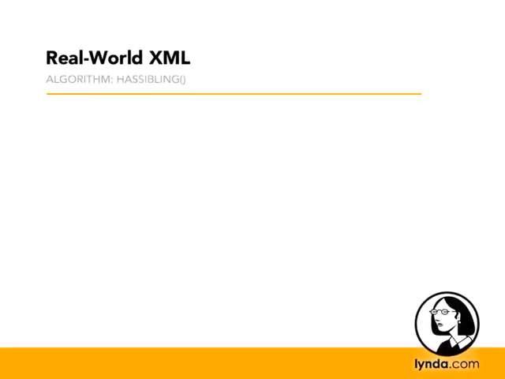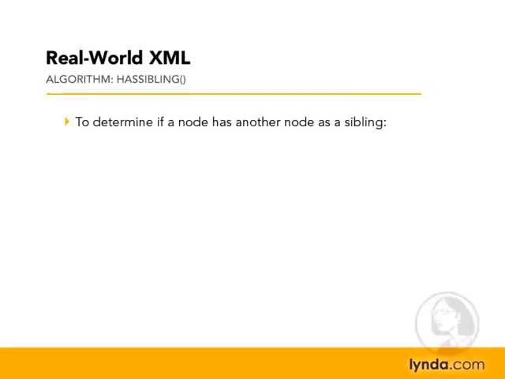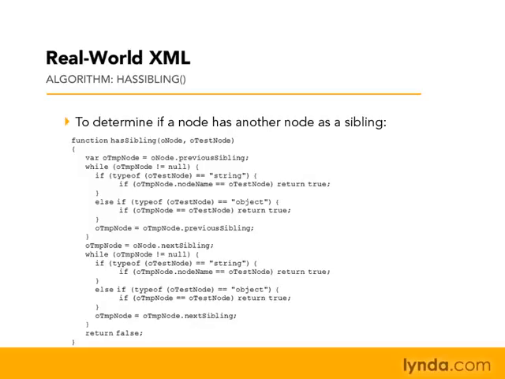This real-world XML algorithm is called hasSibling, and you basically use this one to determine if a node has a sibling node that either has a name of a given type or a specific sibling. That is, a node that exists at the same level as the node we're interested in comparing on either side of it. So let's see how it works.